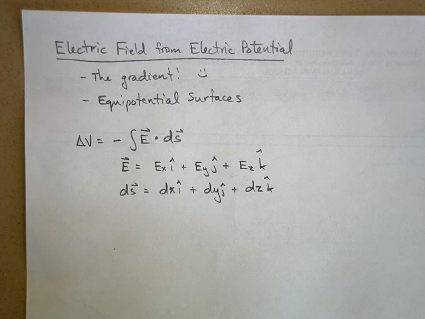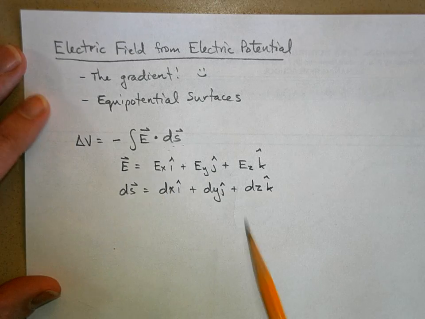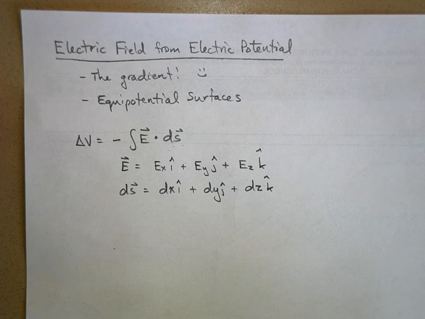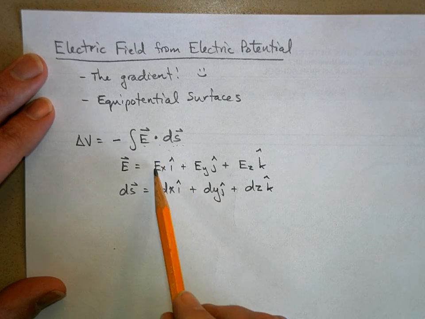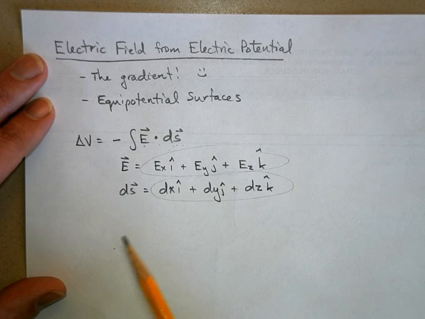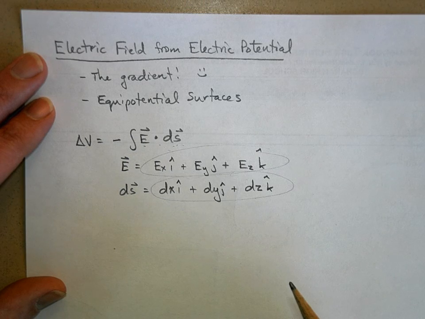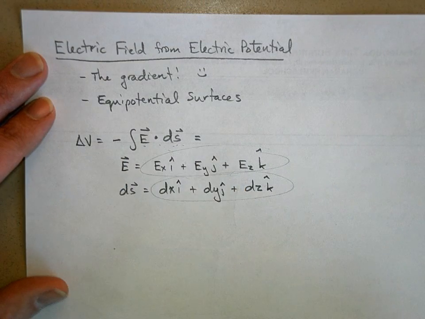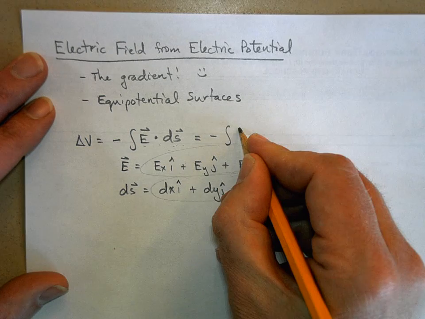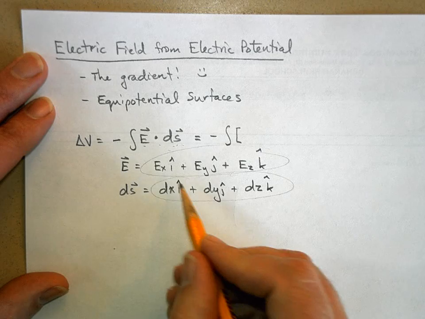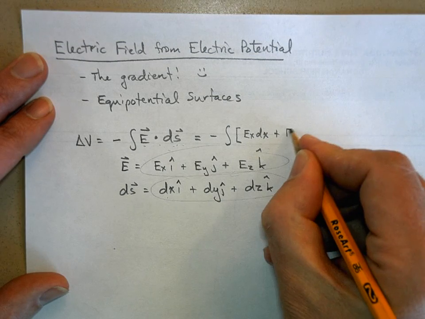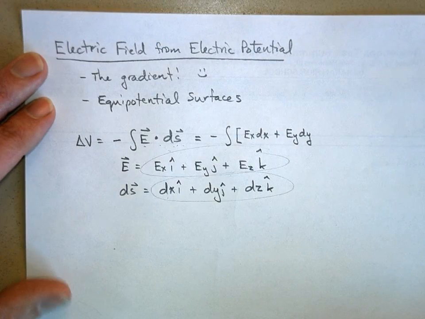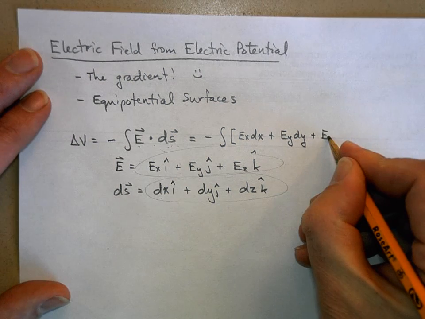Now, we've talked about dot products before. If I expand this out, it gets pretty ugly. Let's just look in one dimension right now, in the x direction. So if I do E dot dS, I'm really taking this and dotting it with this. And this is really kind of the integral of Ex dx plus Ey dy, that's kind of fun to say, plus Ez dz.